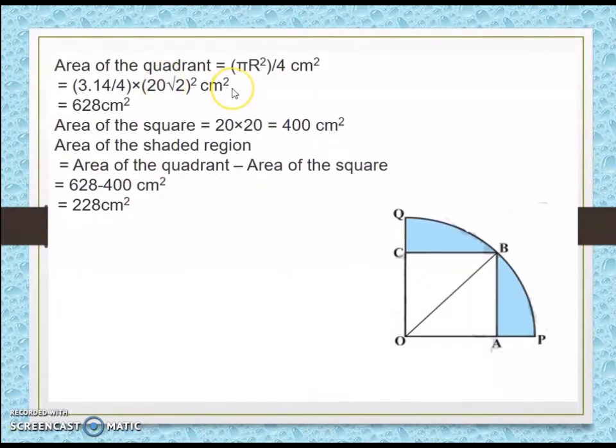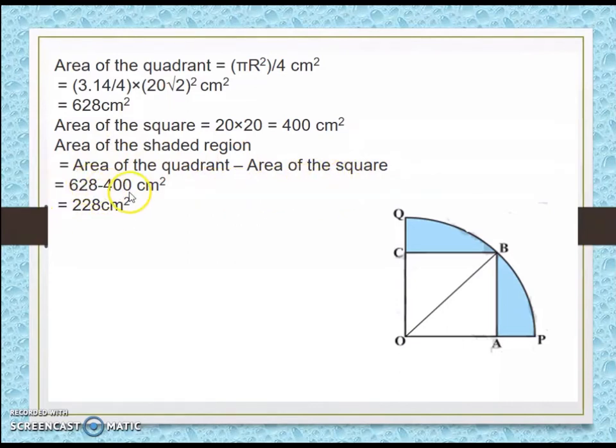So once you know the radius, you can find the area of the quadrant, pi r square by 4. So that is coming as 628 centimeter square. The area of the square is 20 into 20, that is 400 centimeter square. So the area of the shaded region will be area of the quadrant minus area of the square.